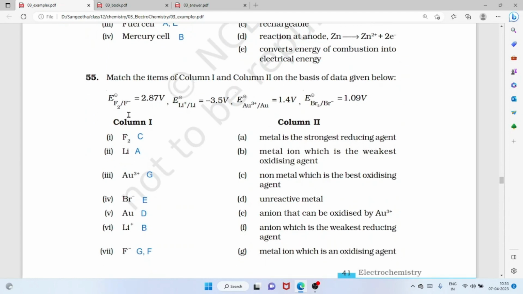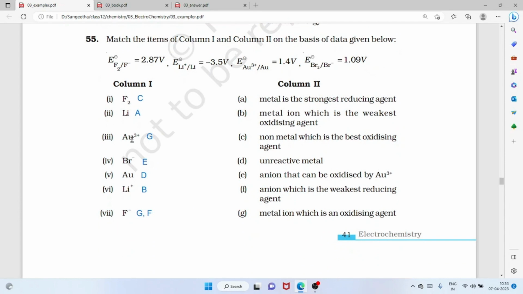Match the following. The reduction potential is given for fluorine, the best non-metal oxidizing agent, and this one at the top is an oxidizing agent. This one is a metal, a strong reducing agent, and this one is an oxidizing agent. So you can go through these things from the table.